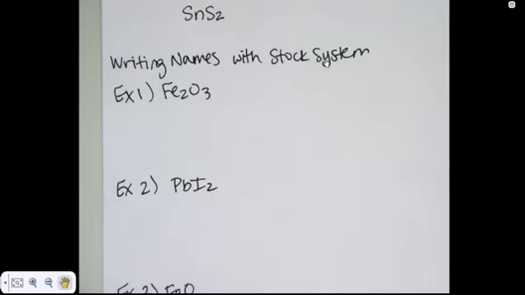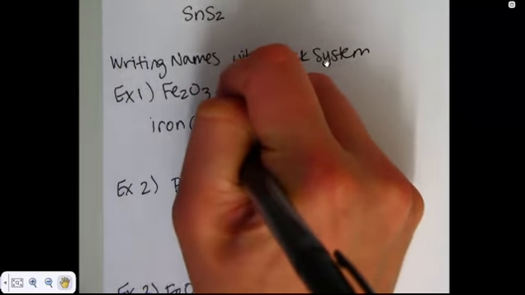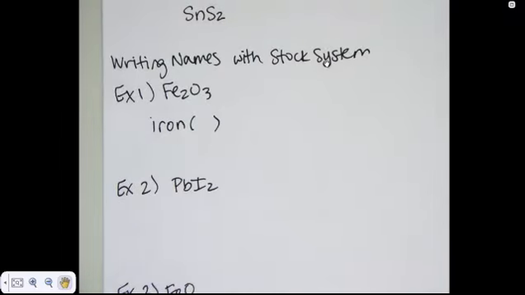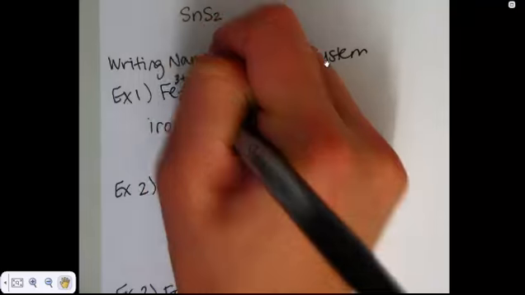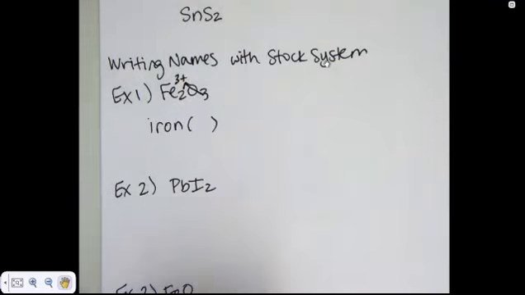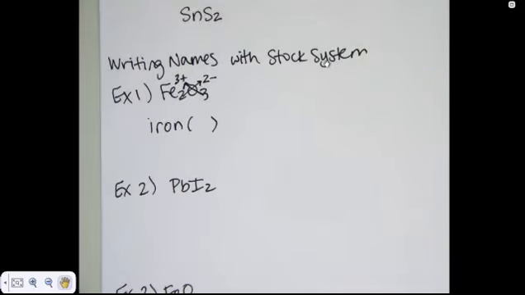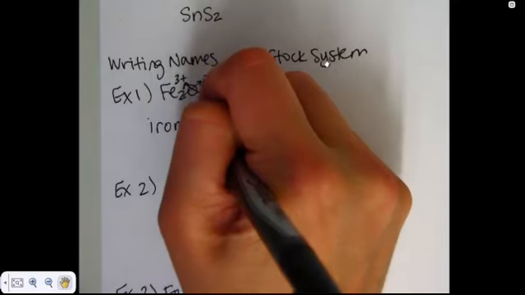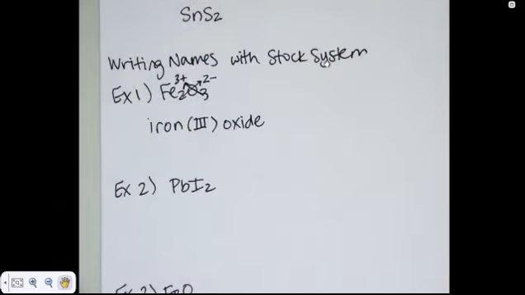The first one, Fe2O3. I know Fe is iron, and I know that iron is one of those elements that needs the stock system to show which charge it has. We're going to uncross the charges. So that means this 3 originally went with iron, and this 2 originally went with the oxide. So that tells us that it must be iron 3 oxide.